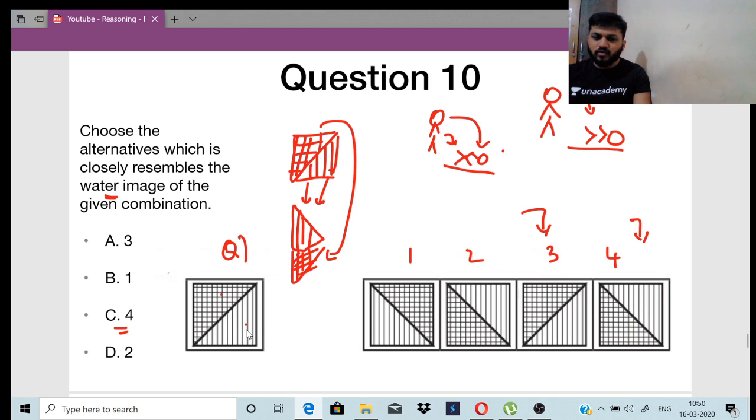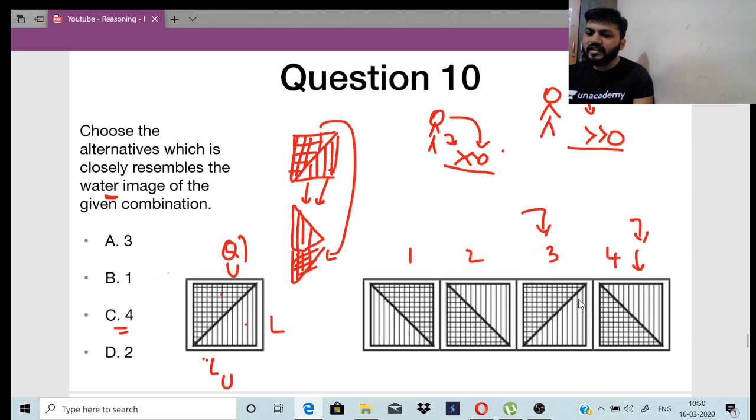So this is the question. So lower part and upper part. So lower part will be seen first, upper part will be seen next. Lower part and upper part. So this is how it is. Any doubts? It is the fourth one. Okay.